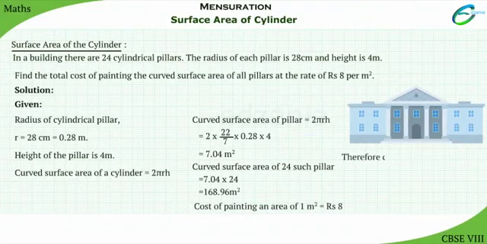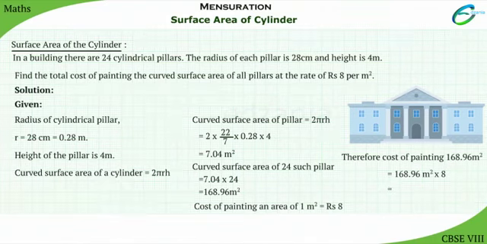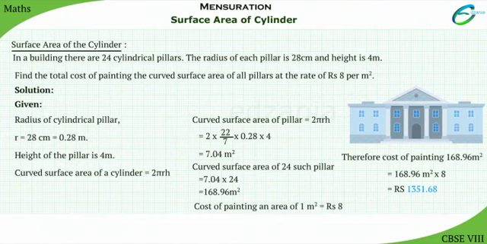Therefore, the cost of painting 168.96 is multiplied by 8, which is equal to rupees 1351.68. Therefore, the total cost of painting the curved surface area of all the pillars is rupees 1351.68.